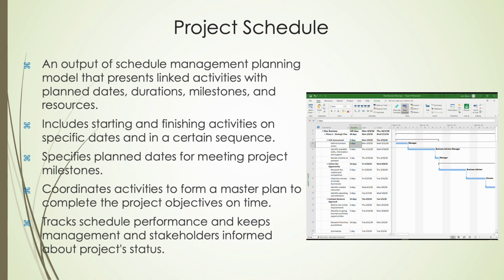The project schedule is a key output of schedule management, linking activities with planned dates, durations, milestones, and assigned resources. It organizes tasks into a specific sequence, setting start and finish dates to guide the project toward meeting its objectives. This schedule serves as the master plan to coordinate all activities, track progress, and inform management and stakeholders. It ensures transparency, helps manage expectations, and keeps the project aligned with its timelines and goals.